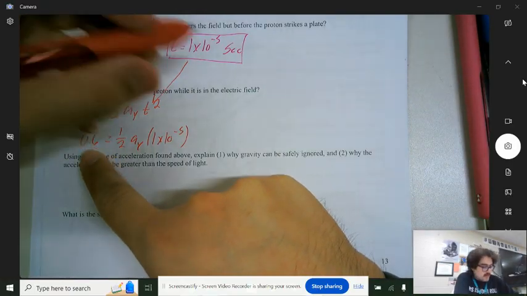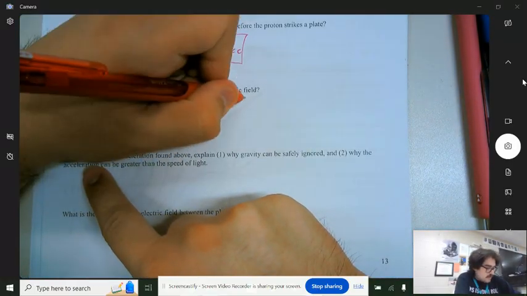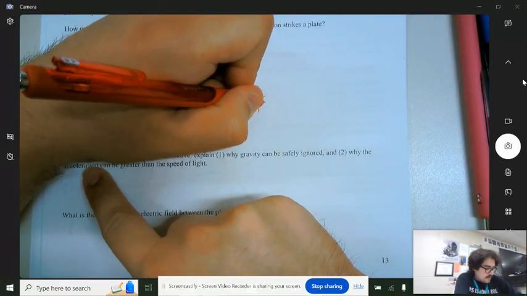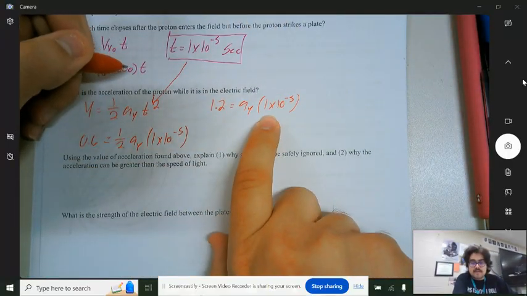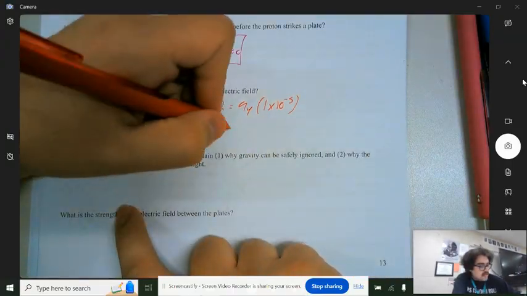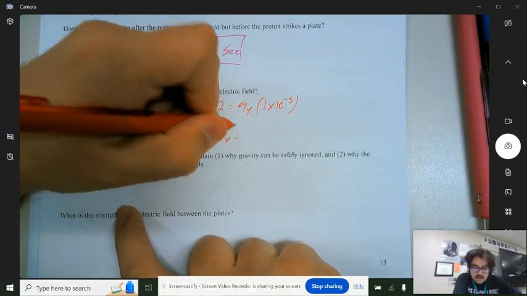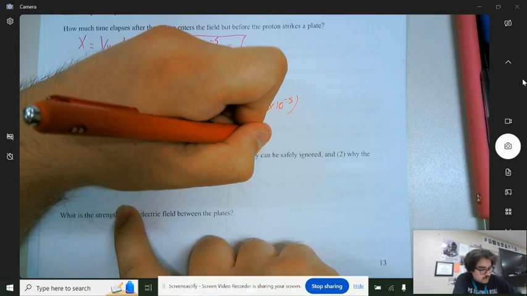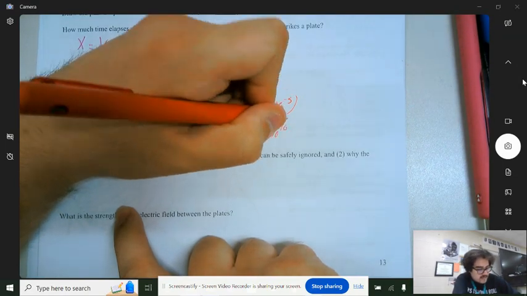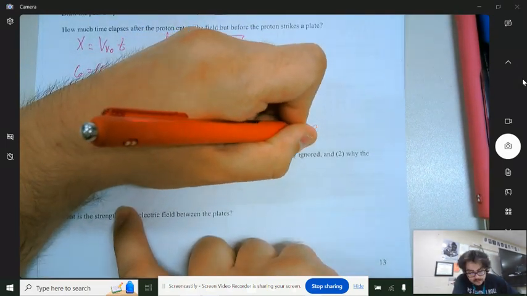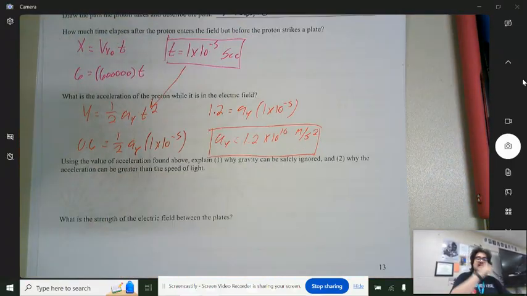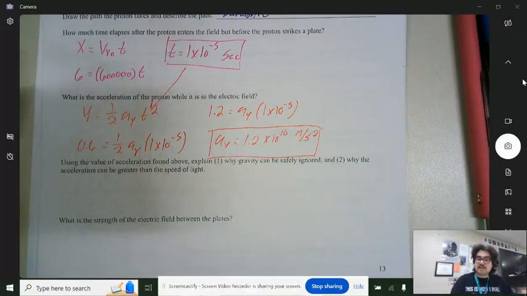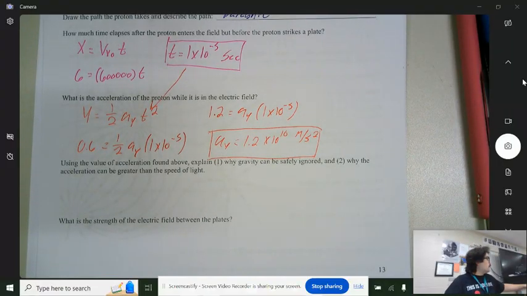Multiply by 2 on both sides. You get 1.2 equals a sub y times 1 times 10 to the negative fifth, and then divide by 1 times 10 to the negative fifth on both sides. And you're going to get this insane acceleration. That is 1.2 times 10 to the 10th meters per second squared. That is an absolutely insane acceleration.